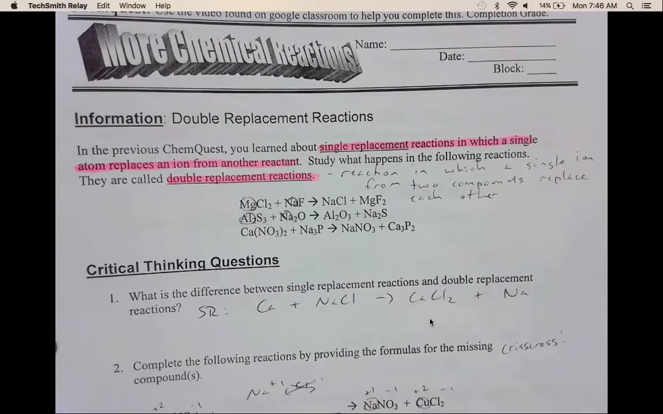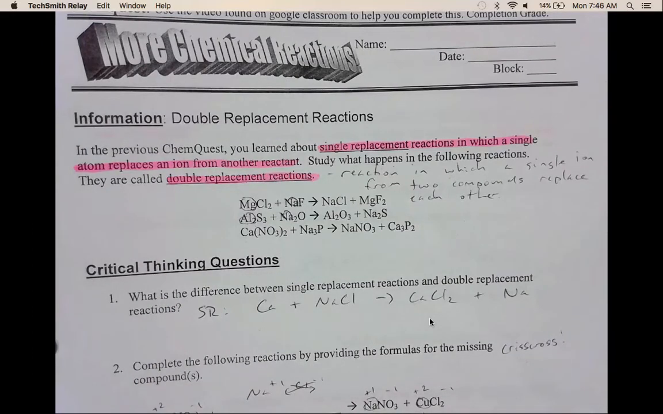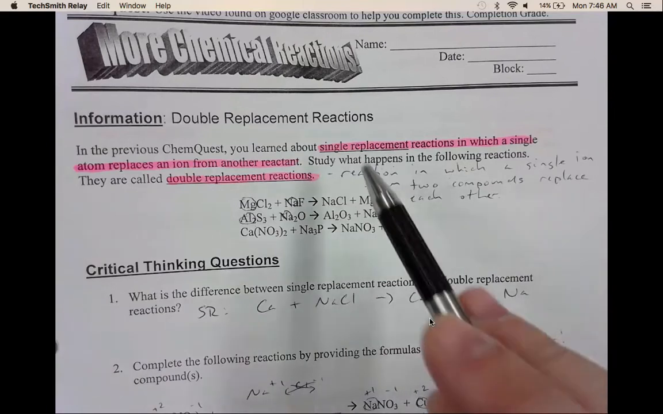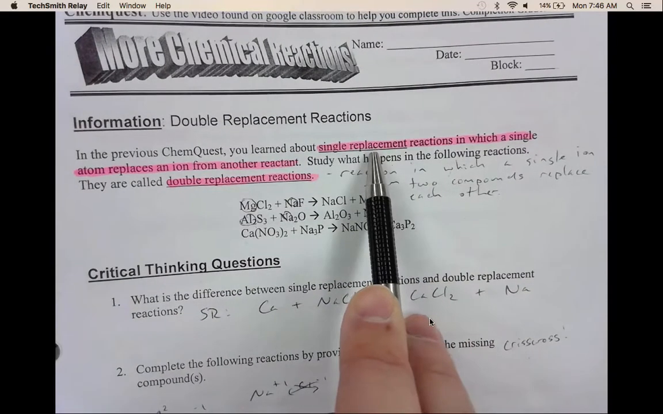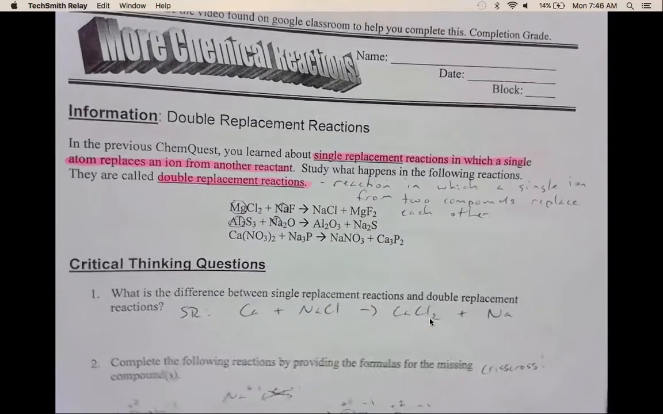Today we are taking a look at more chemical reactions. So right up top, we're going to start with some information on double replacement reactions. They start off by comparing them to single replacement reactions, which are found in the previous ChemQuest. So remember, a single replacement reaction is when a single atom replaces an ion in another reactant.